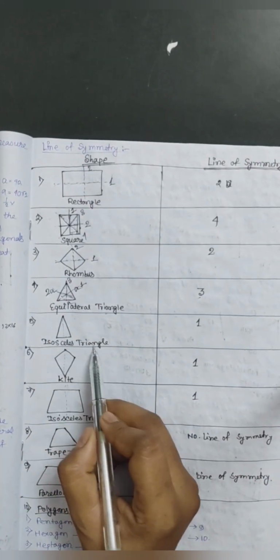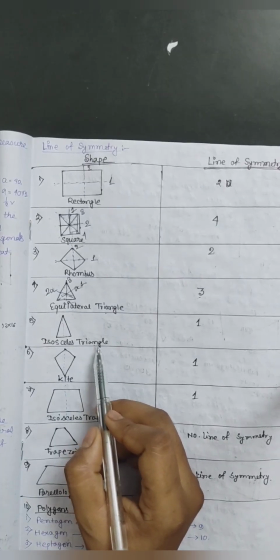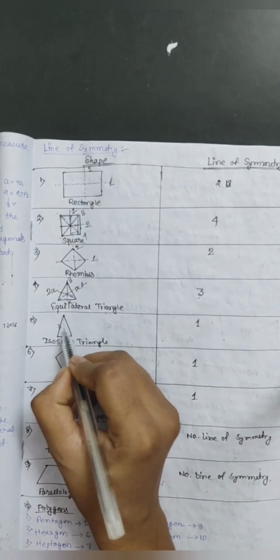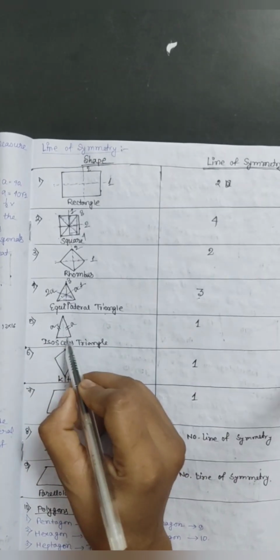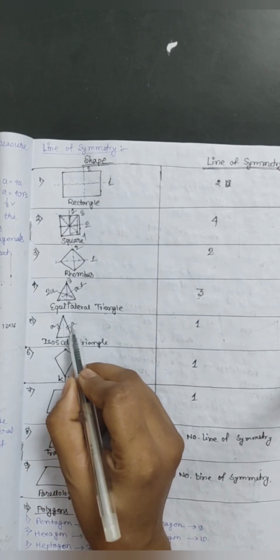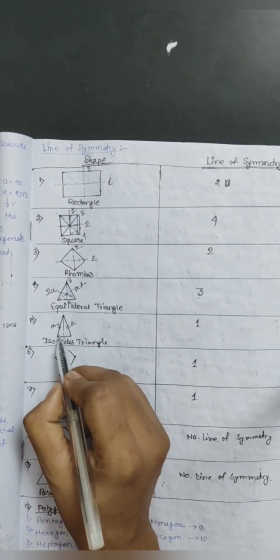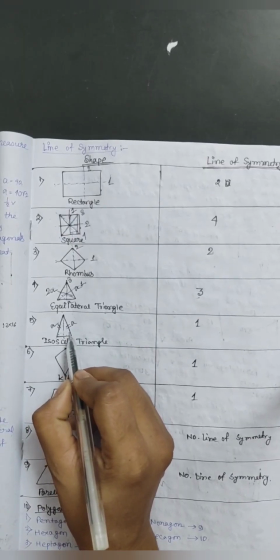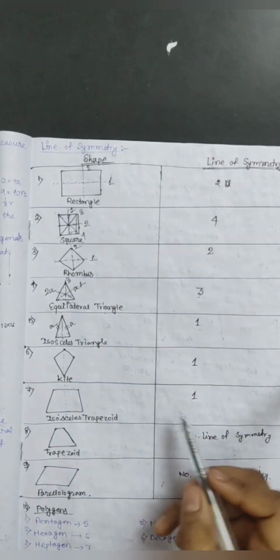Now the isosceles triangle. What do you mean by isosceles triangle? An isosceles triangle means a triangle which has two sides equal, and the third one is not equal to A. So here if we draw this line, then this divides the isosceles triangle into two equal parts. So the number of lines of symmetry in an isosceles triangle is 1.